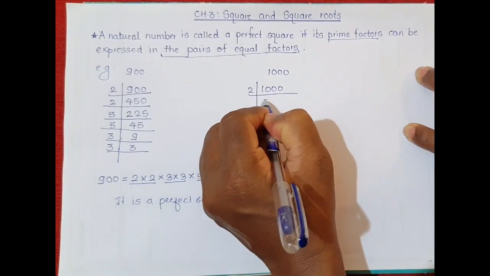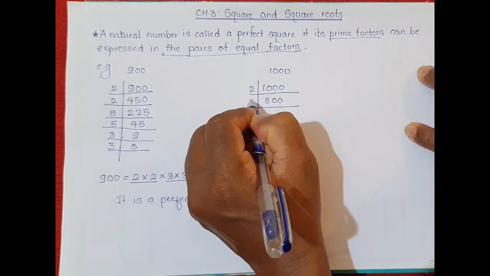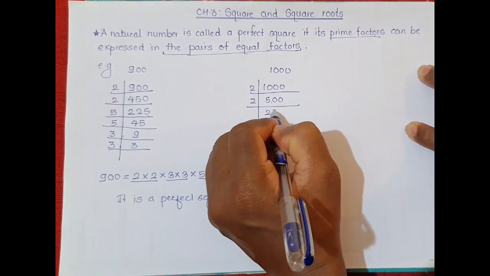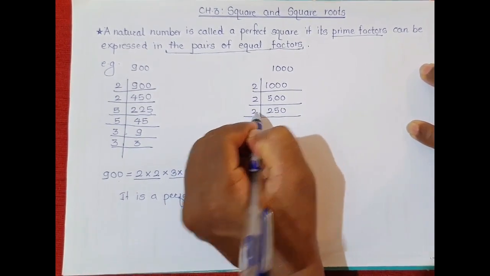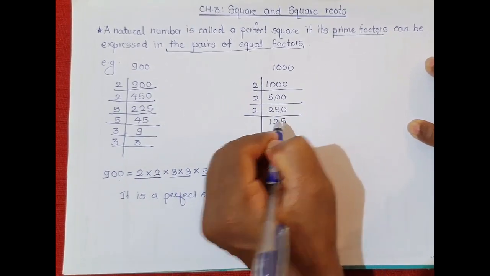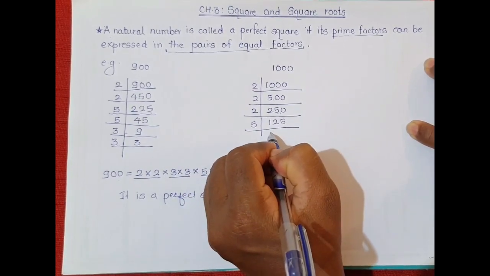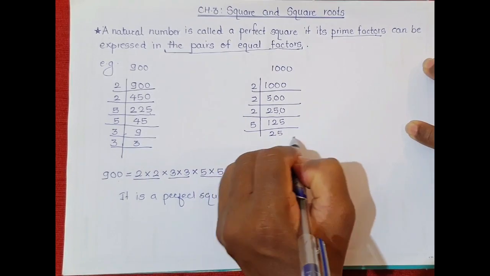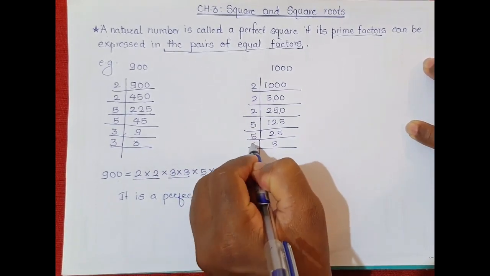It is divisible by 2. 2 5s are 10, 0s are 0, 0s are 0. Okay, 500, it is also divisible by 2 again. 2 2s are 4, 1 carry forward, became 10, 2 5s are 10, 0s are 0. Again there is 0, so it is divisible by 2. 2 1s are 2, 2 2s are 4, 1 carry forward, 2 5s are 10. Then 125, 5 2s are 10, 2 carry forward became 25, 5 5s are 25. 5 5s are 25 and 5 1s are 5.